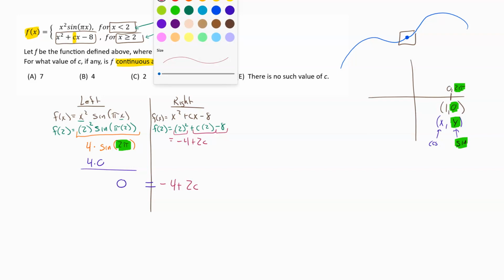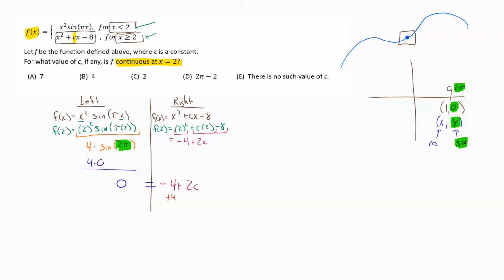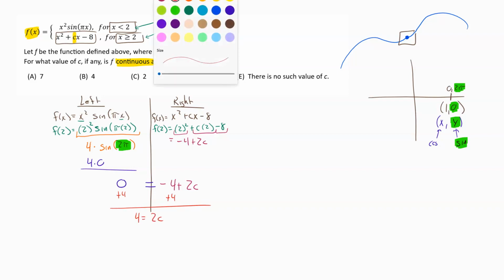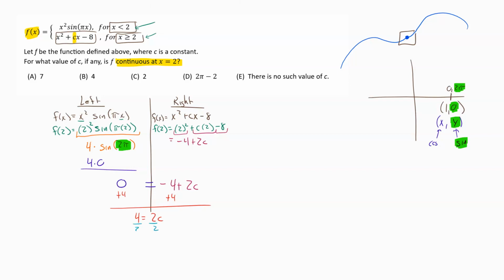So pretty straightforward from here. We would just add 4 to the other side. We would get 4 equals 2c. And then you would divide by 2, and you would end up with c equals 2. And that would be your answer.